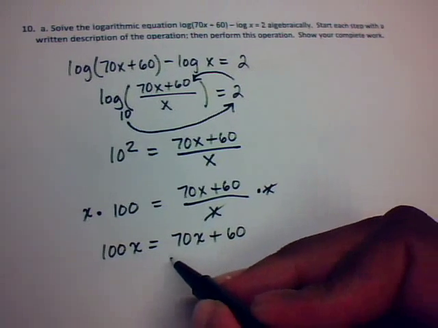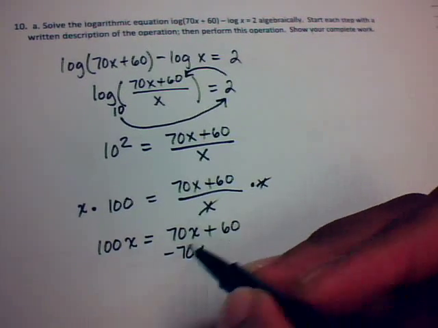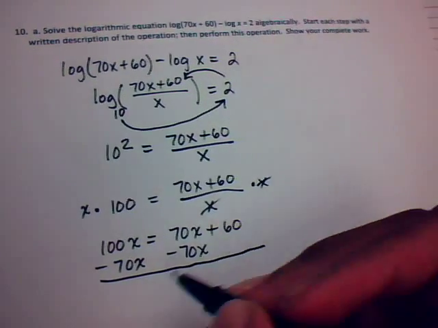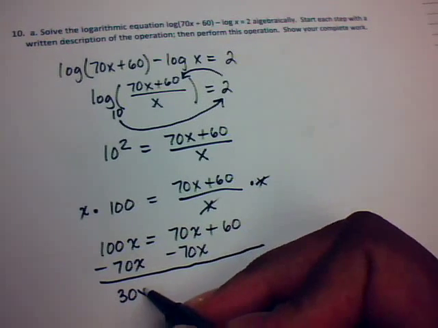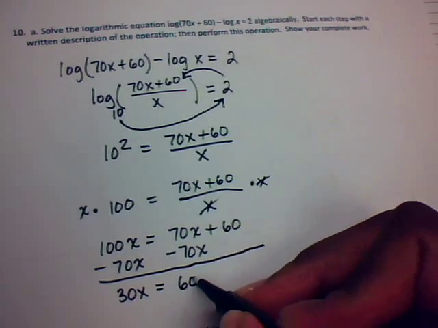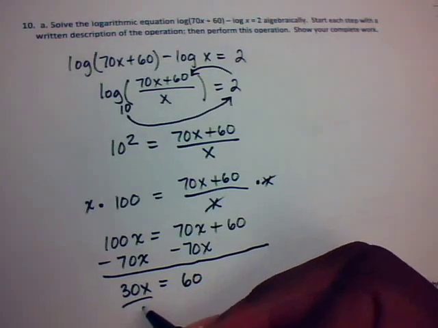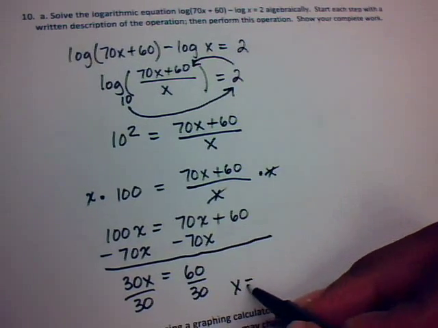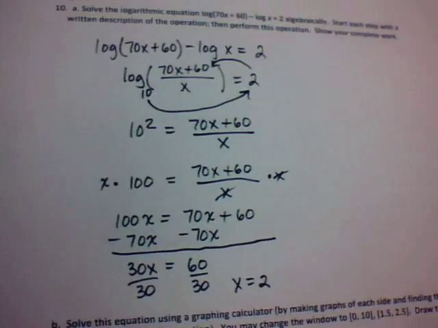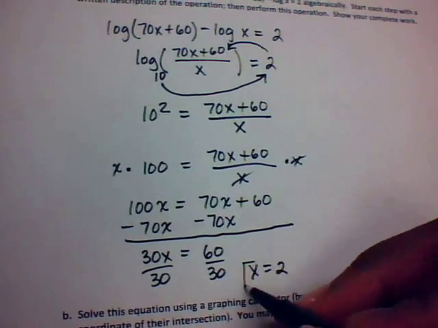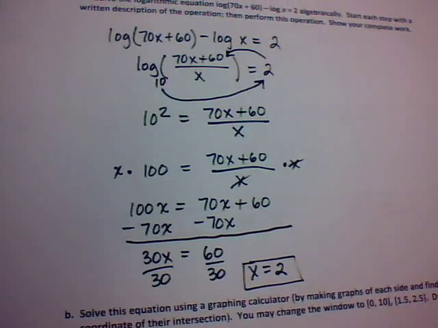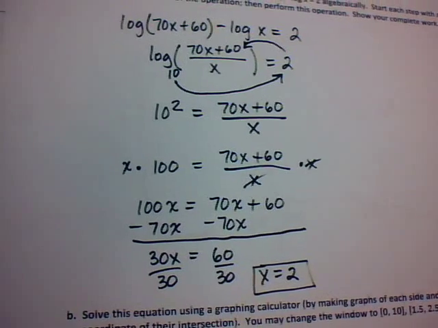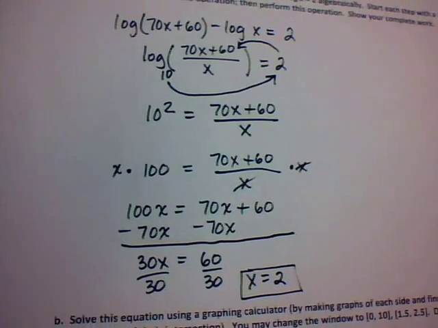And then to get those x's on one side, I'll subtract 70x on both sides, which means I'll have 30x is equal to 60. And then divide both sides by 30. We'll have x is equal to 2. Now I'll leave the check up to you. So x equals 2 is the solution to this logarithmic equation.